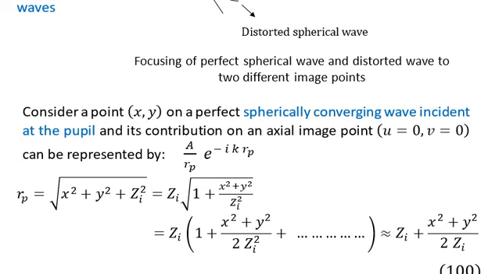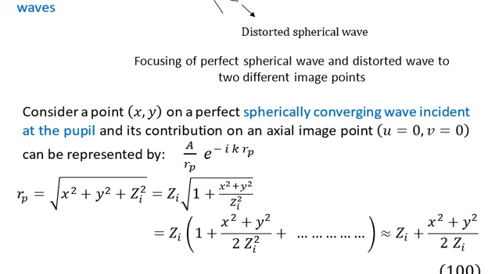So you see that we can represent the spherically converging wave front as A over rp, where P stands for perfect spherical wave, e to the power minus iota k rp. You know that rp is actually the distance from any general point to the point of focus, and rp is equal to the square root of x square plus y square plus zi square. Here we are assuming that zi square is much greater than x square plus y square, so we can expand the square root as shown in the next step.